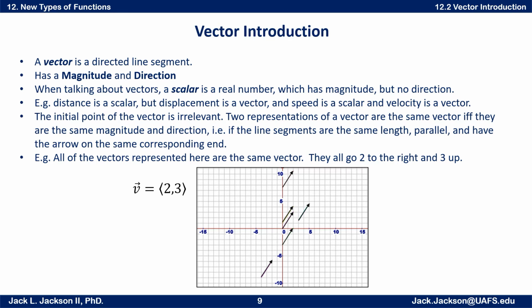The initial point of the vector is irrelevant. Two representations of a vector are the exact same vector if and only if they have the same magnitude and direction. In other words, if the line segments have the same length, they're also parallel and have the arrow on the same corresponding end. So for example, in this picture all of these vectors drawn in there are the same vector. They're the vector 2, 3. They all go to the right 2 and up 3. It doesn't matter where we start.